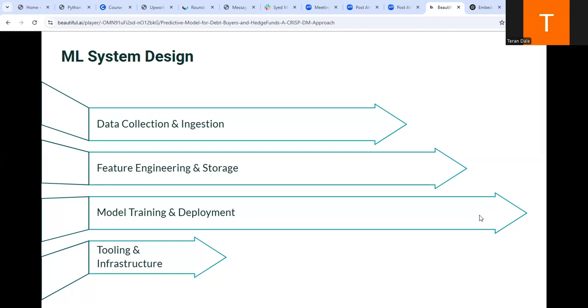Then monitoring and logging. Every prediction is logged along with actual recovery data, creating a feedback loop that is central to ongoing performance monitoring and auditability. So that's also important in a nutshell in building our system.